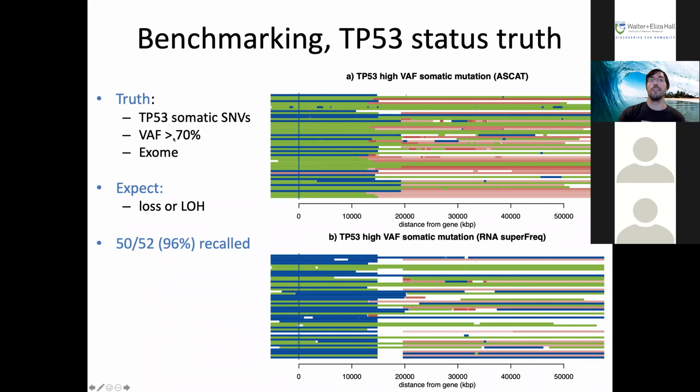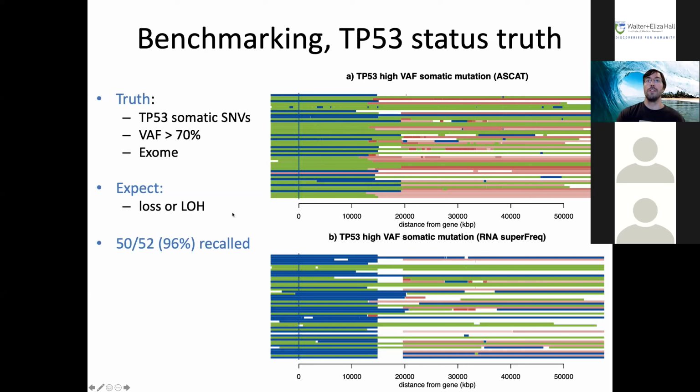When you get that, you get an increased variant allele frequency of the TP53 variant. So we are extracting the samples that have a TP53 variant with a variant allele frequency above 70%. This is significantly higher than 50, and it's almost a guarantee that the wild type allele of TP53 is lost. This is based on variant calls from the exome. So we then expect either a copy number loss or a copy number neutral LOH.